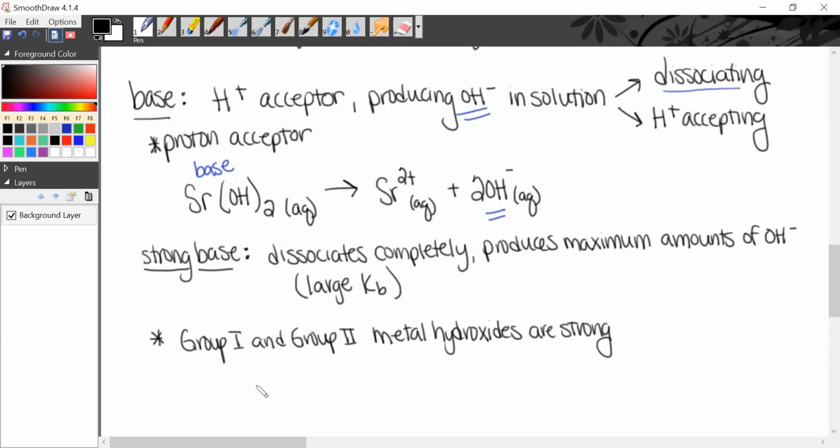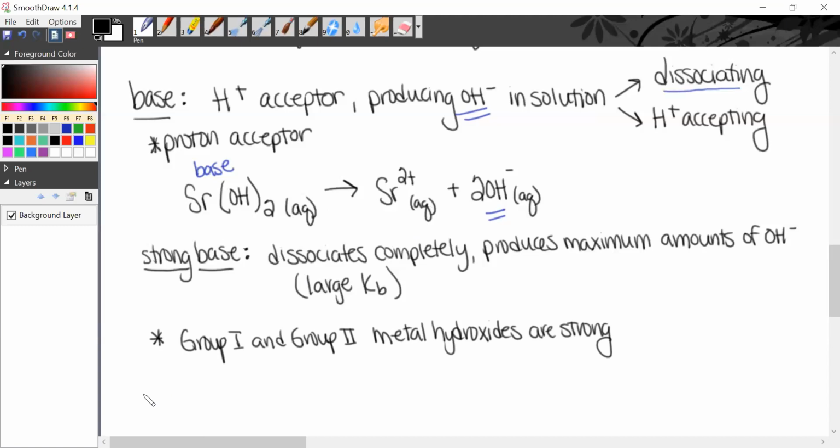If I had a metal hydroxide that was not group 1 or group 2, like aluminum hydroxide or iron hydroxide or zinc hydroxide, any of the transition metals or aluminum, those are going to be weak. So you would write this same dissociation, but with the two-way arrow.